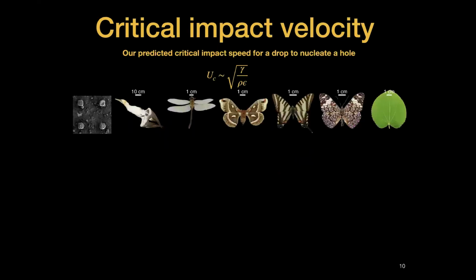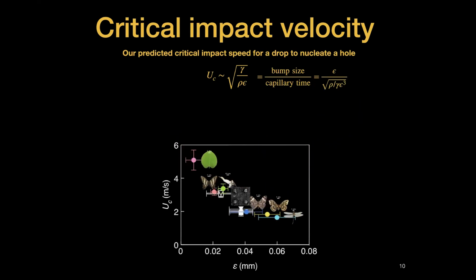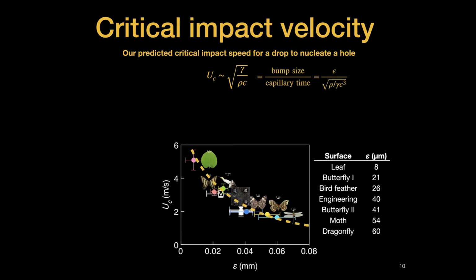Furthermore, we also predict the critical velocity to create the hole nucleation here. So we tested many different samples, and we found the critical velocity follows a nice relation as a function of epsilon. Epsilon is the size of the bump structure, and you can see it follows the prediction we have here, which is that the critical velocity scales as the square root of 1/epsilon, which is a nice relation.